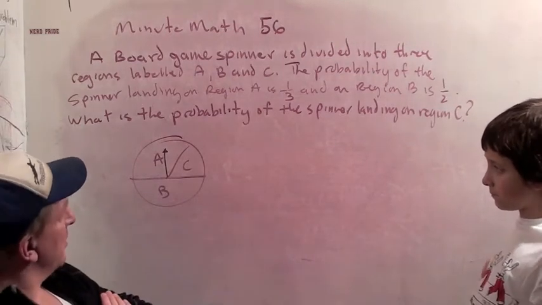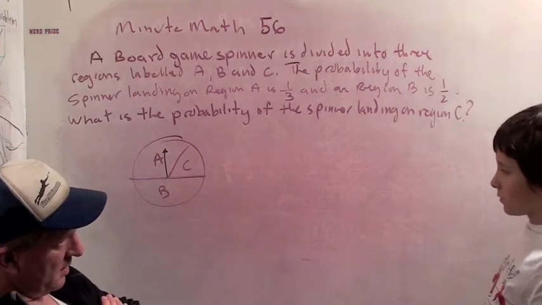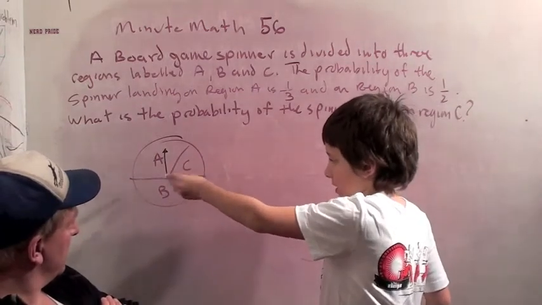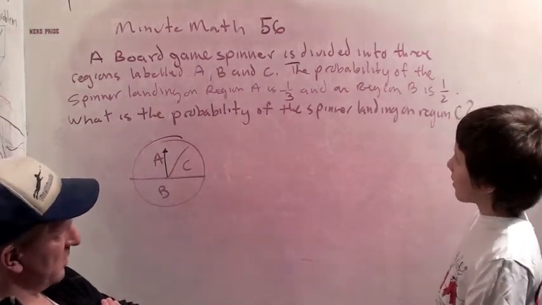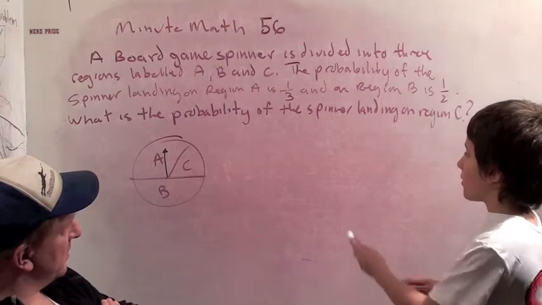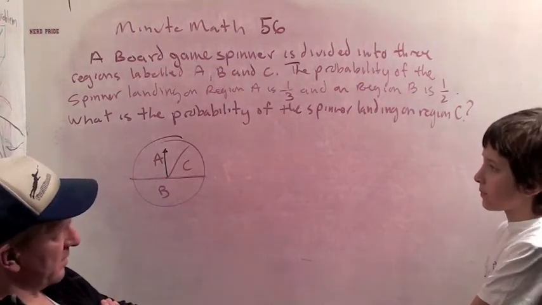Yep. All right. What can you tell me about a game spinner like this? What do you do with it? Well, you spin something and it lands in an area. Okay, good. What do you think about this problem? Well, probability means the number of good outcomes over the number of total outcomes. Okay, great.